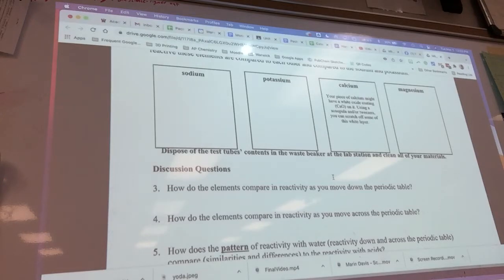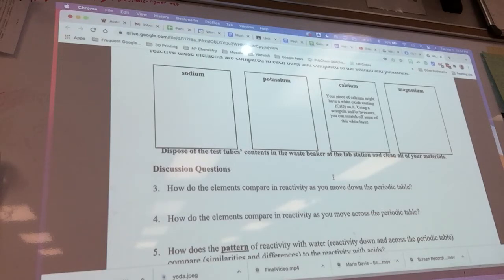What made you say that they were more reactive? I guess the fact that potassium caught on fire, whereas the sodium just kind of sputtered around. How long did it take the potassium to react? 6 seconds, whereas sodium took 44 seconds. Right, so the potassium was a much faster reaction.